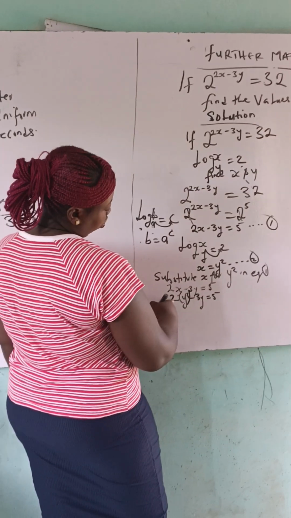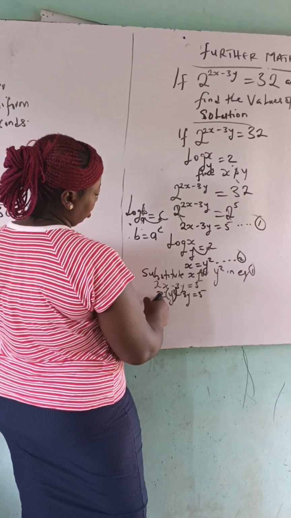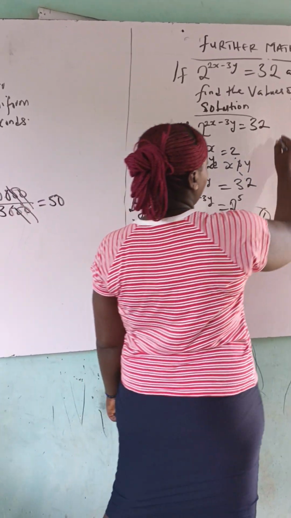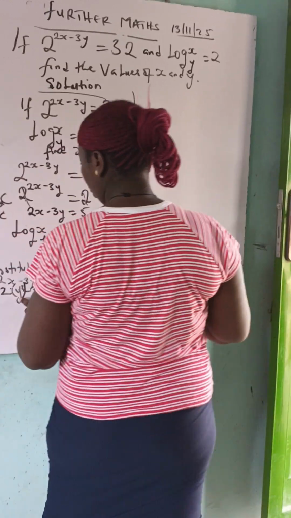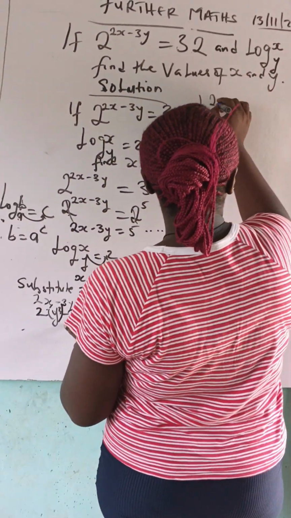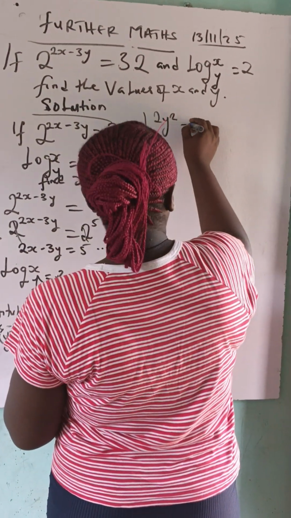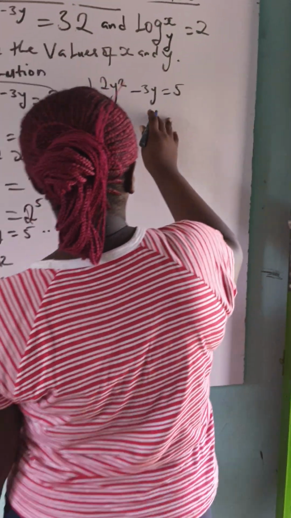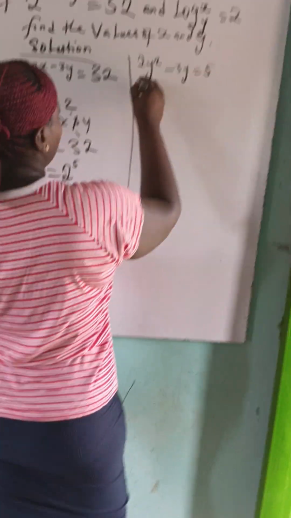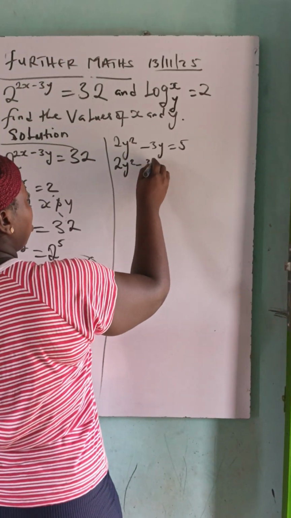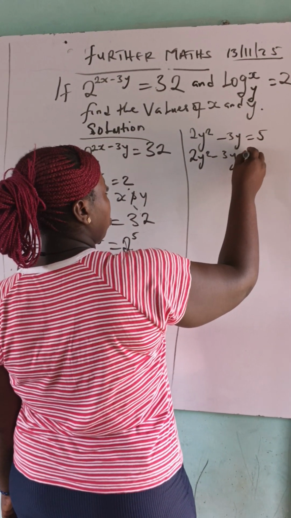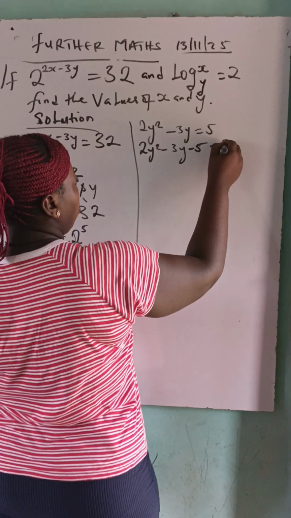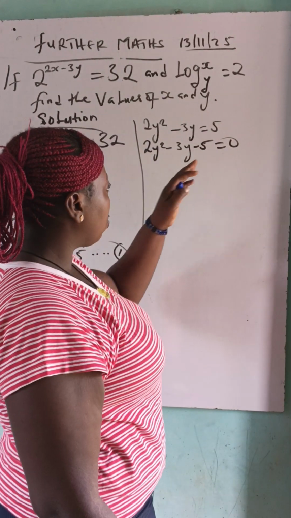So 2y squared is 2 multiplied by y squared. Now minus 3y is equal to 5. Let's make it a quadratic equation. So 2y squared minus 3y, 5 will cross over to become minus 5, is equal to 0. Now this is a quadratic equation.